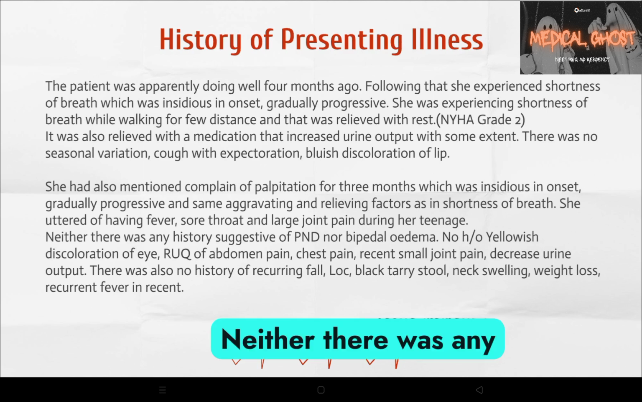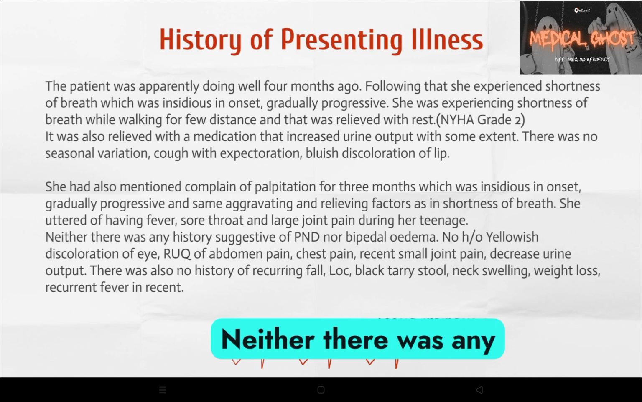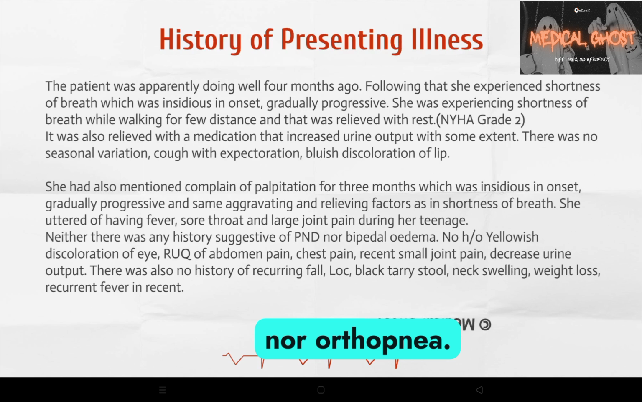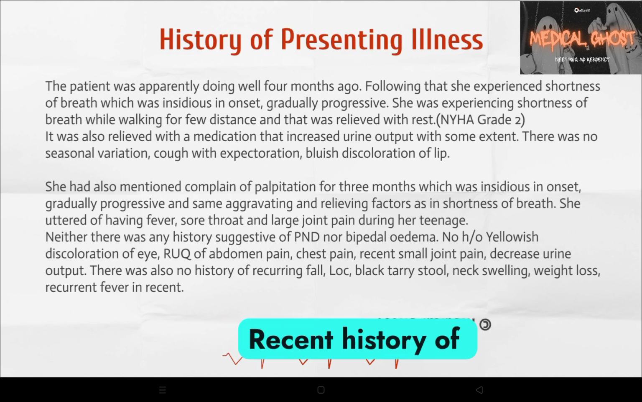Neither was there any history suggestive of PND nor orthopnea. It will be better to write it like this: neither was there any history suggestive of PND nor orthopnea. There is no history of bipedal edema, yellowish discoloration of eye, pain at the right upper quadrant of abdomen, chest pain, recent history of small joint pain, decreased urine output.